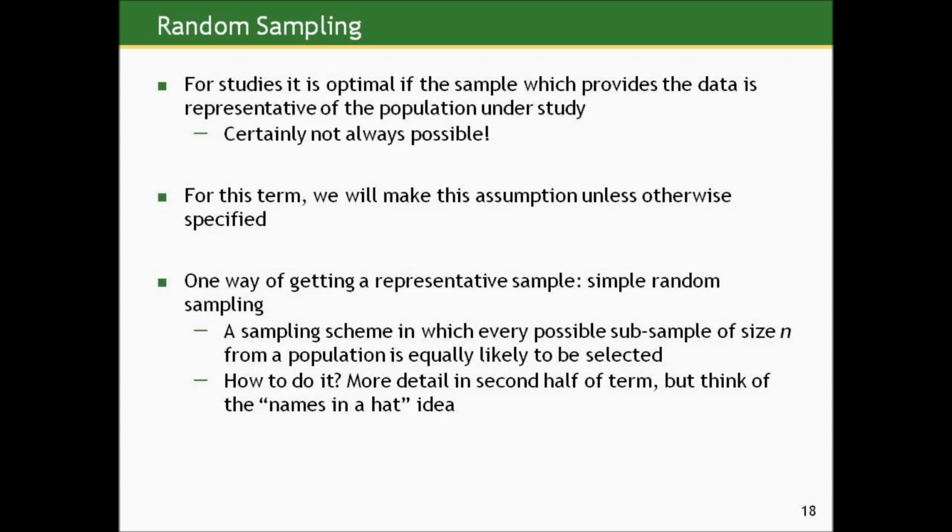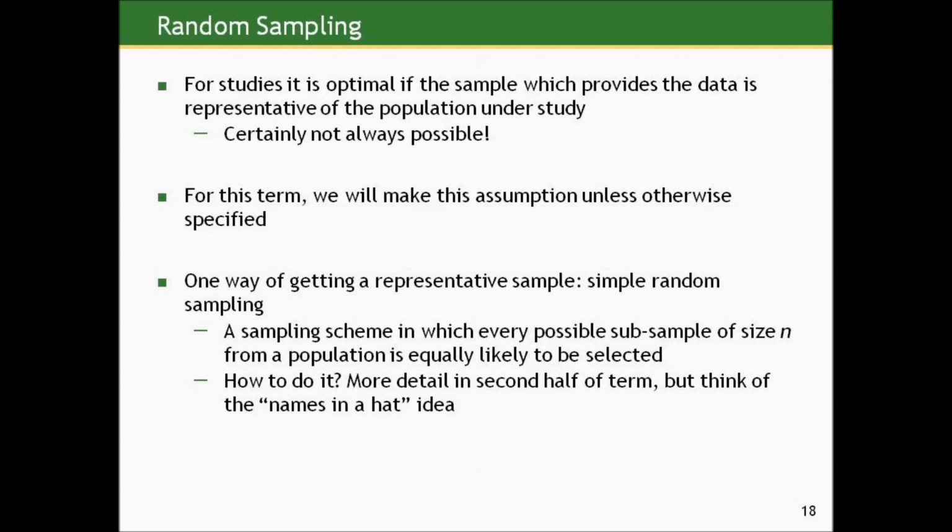Just to give you an idea of how we can go about doing this, and we'll talk more about this in the second part of the course, one way of getting a representative sample is called simple random sampling. This is a sampling scheme in which every possible subsample of a given size from a population is equally likely to be selected. So if we selected a simple random sample of 5 18-year-old college students and collected their blood pressure, the idea is that any subset of 5 was equally likely to be chosen by the random sampling method. Now, how do you do that?